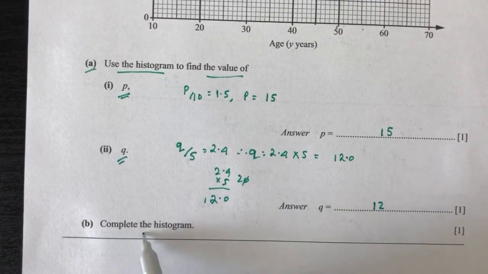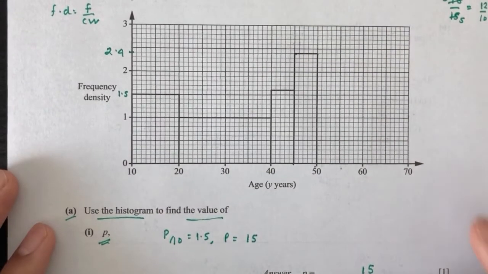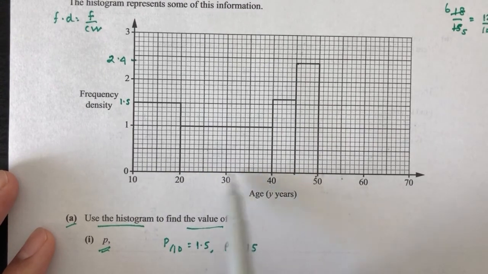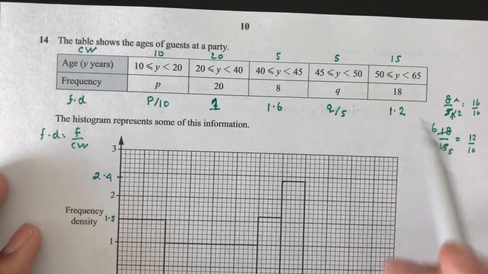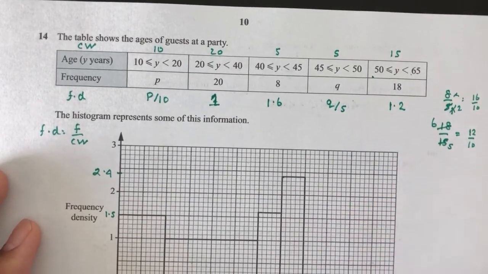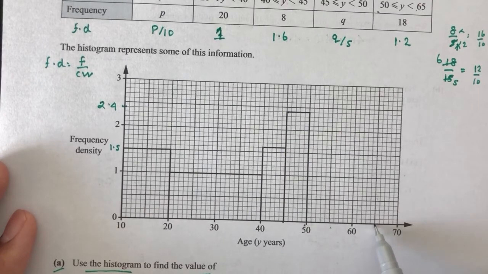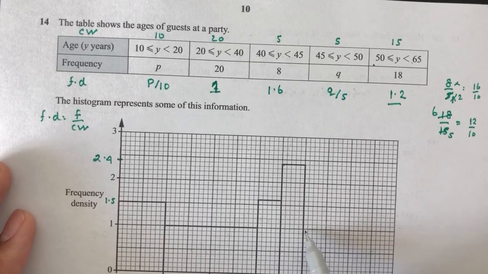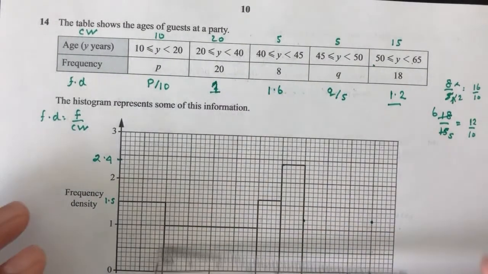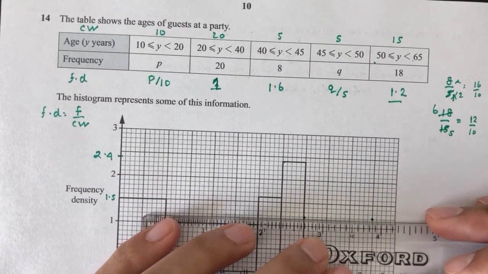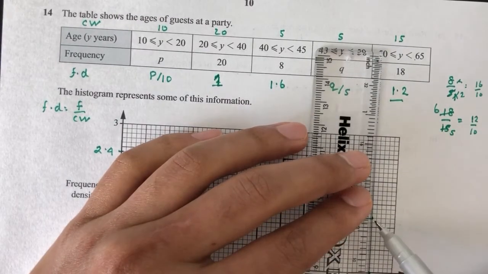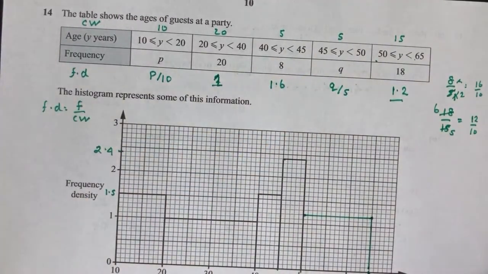And the last one is complete the histogram. So let's see which class is missing. We have the first class, the second class, third, fourth, and the last class. So we have to draw the last one, which is 50 to 65. So 50 to 65 is here, and the frequency density will be 1.2. 1.2 will be on this line. So we have to join them together to form the last bar of the histogram. Alright, here we go, and that's it. So that is question number 14.